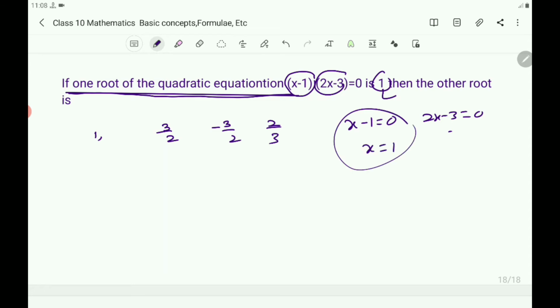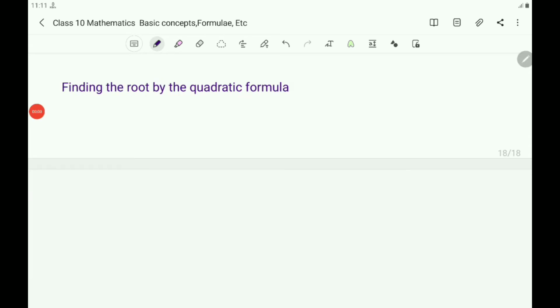One root is already given. Here 2x = 3, x = 3/2. So what is the other root? Other root is 3/2. So the answer is 3/2. You have to make out that in this way, if one root is given, then also you must follow the same steps.